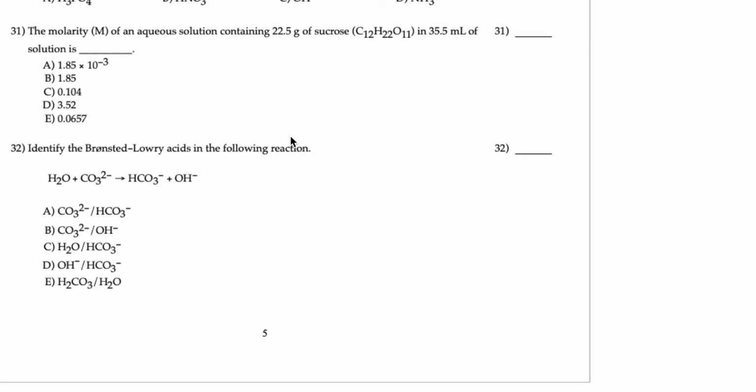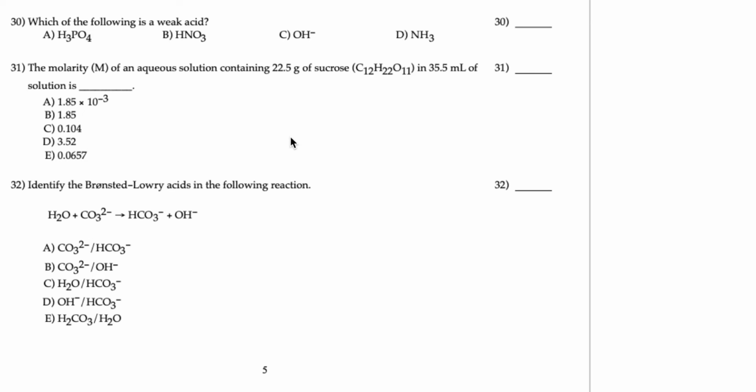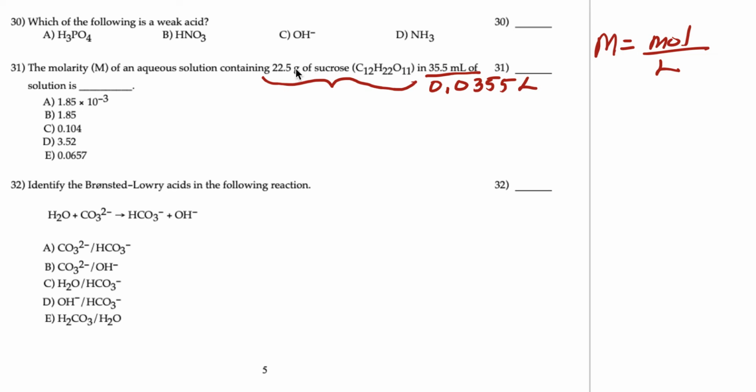Okay, number 31, the molarity of an aqueous solution containing 22.5 grams of sucrose in 35.5 milliliters of solution is what? So what we need to do is convert the grams of sucrose, because remember, molarity is the moles of solute over liters of solution. So the 35.5 milliliters is the same as 0.0355 liters.